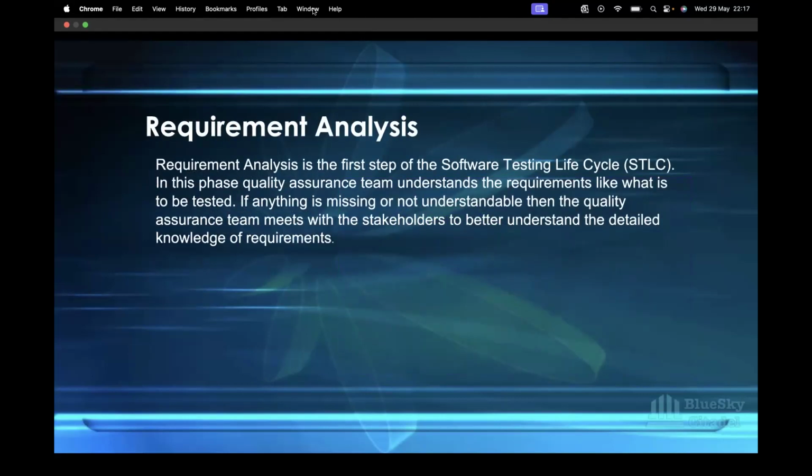The requirement analysis is the first step of the software testing lifecycle. In this phase, the quality assurance team understands the requirements, like what is to be tested. This phase involves understanding and analyzing the requirements of the software to determine the scope of testing. As a tester, you should participate in the requirement analysis by reviewing and understanding the software requirements from a testing perspective. So you just have to think out of the box whenever you are in this phase as a tester.